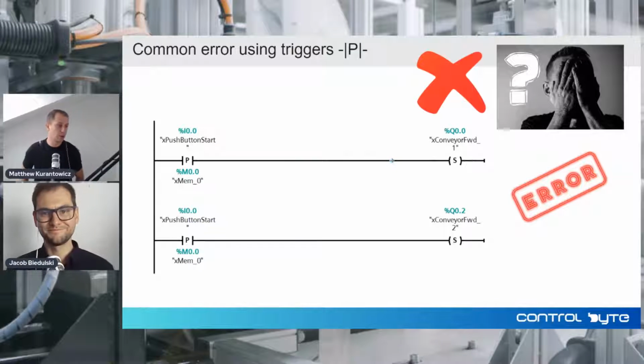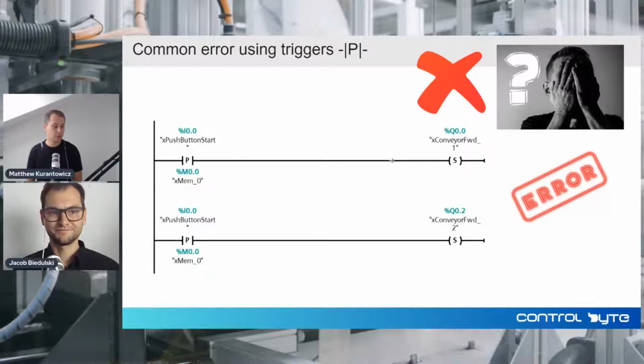And we have here a common error using triggers, for example, ptrick for positive edge detection. And look at that, we have two conveyors. Here we have the first conveyor, and on another address we have second conveyor, but we use the same instruction for both conveyors. Same signal edge instructions, positive edge instructions for both conveyors, and this is the error. Why this is the error?